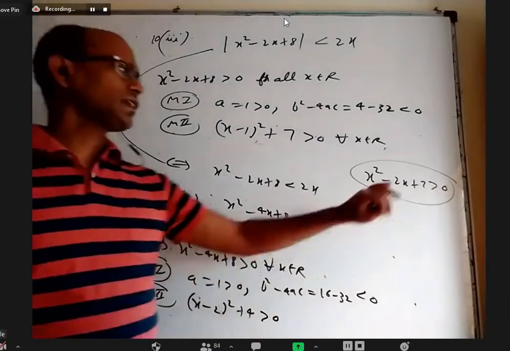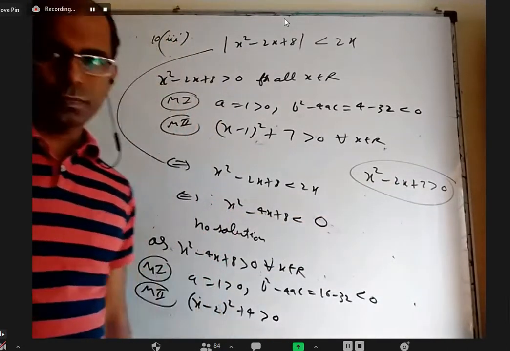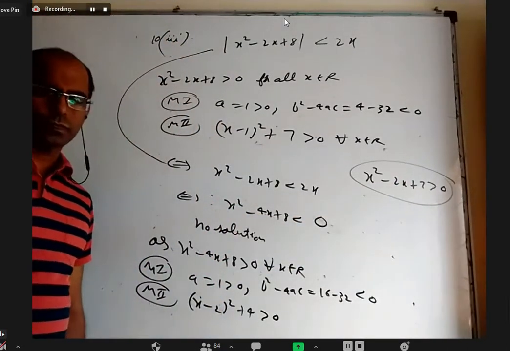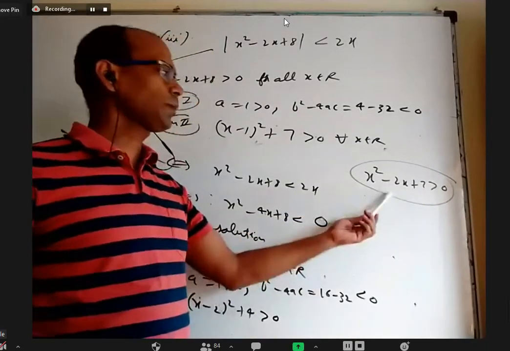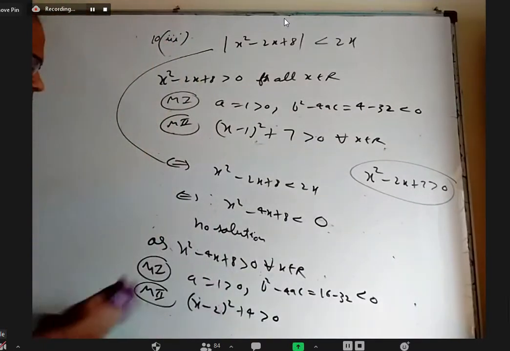The solution for this inequality is all real numbers. Why? It is always positive. When will it be positive? Always. That's it. Is it all right, Ritam?